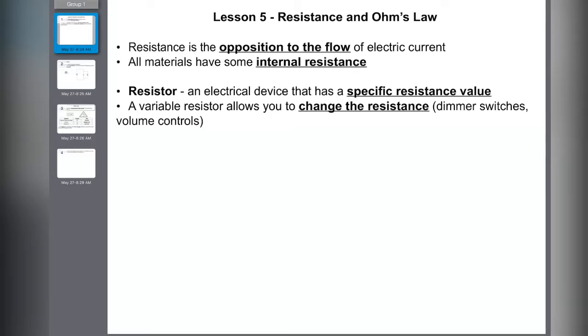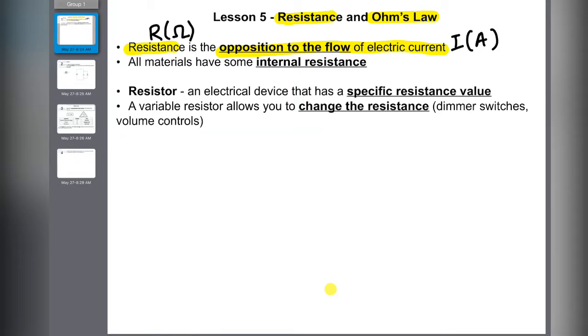Today we're going to be talking about electrical resistance as well as Ohm's law. Resistance is the opposition to the flow of electric current. We already talked about current, which is the letter I and is measured in amperes. We're now talking about resistance, which is R. If you remember, what is the unit to measure resistance? Anybody? Okay, it is measured in ohms.